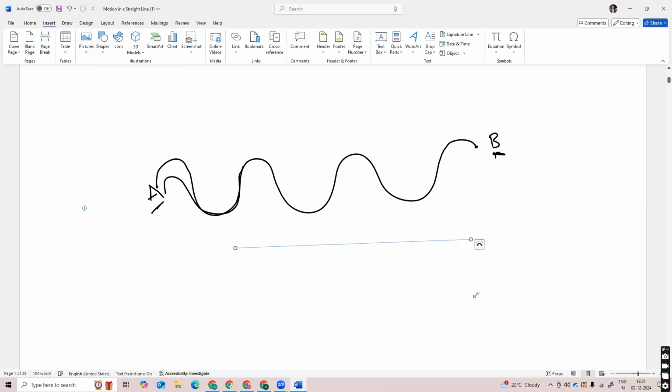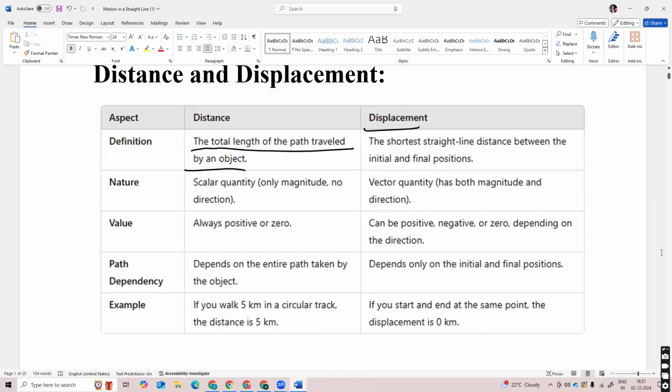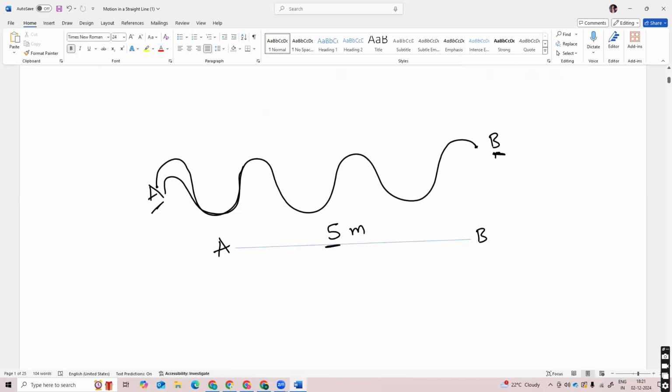Okay, so if he travels in a straight line from point A to point B, and the length of this path is, let's say, 5 meters. So meter is the SI unit for distance. So if this person travels from point A to B, the length of this path, which is 5 meters, is the distance traveled by this person. But on the other hand, there is displacement.